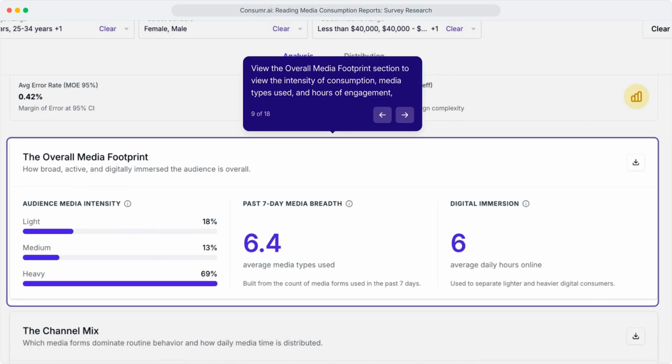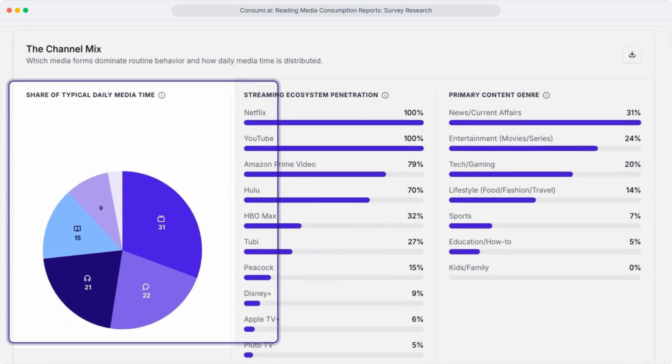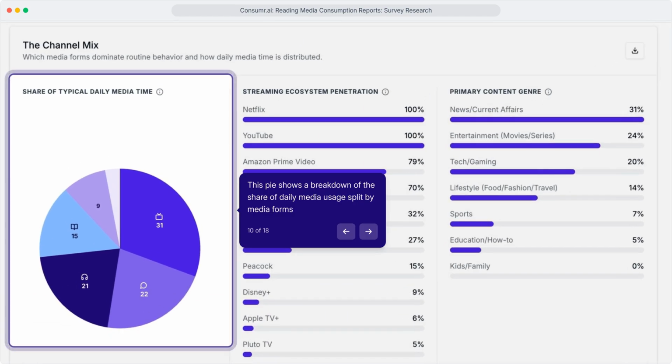This shows the big picture. How much media your audience consumes daily, how diverse their media diet is, which channels dominate overall. The pie chart shows daily media usage split by media forms. You see the visual breakdown immediately. Now you know where to allocate media budget. You're right-sizing investment to match where attention actually lives.